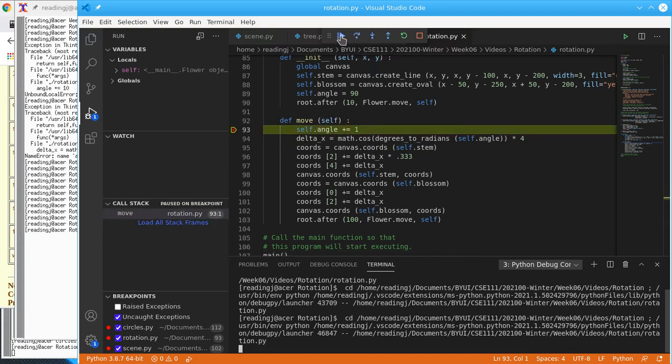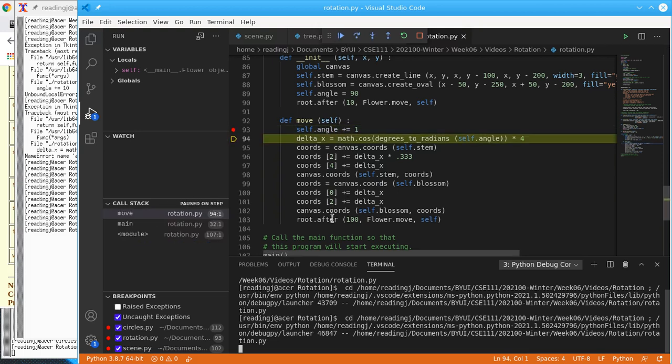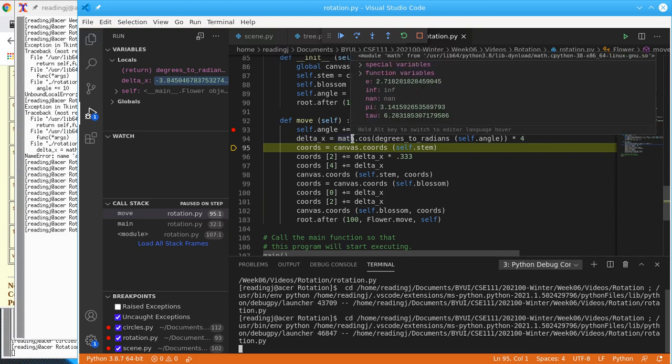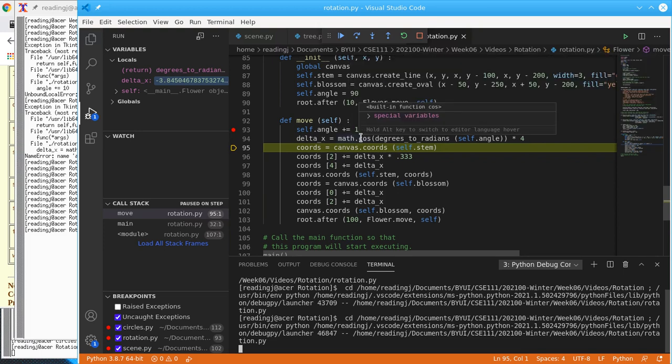132. 141. 149. 158. Well, I guess I could check and see what delta x is up to now. Negative 3. Yeah, that's... See, the largest amplitude should be 4 because math.cosine should never be able to get larger than 1.